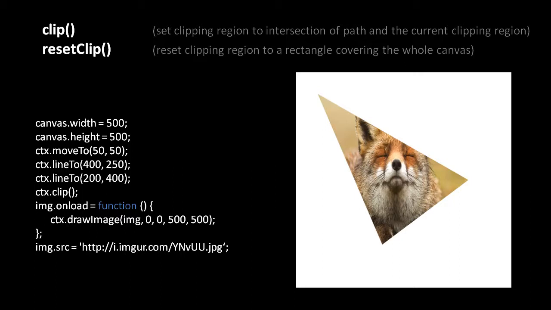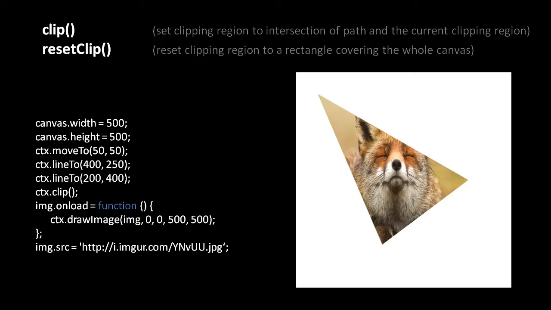The clip method sets the clip region to the intersection of the current path and the current clipping region. And if at any time you wish to reset the bounds of the clipping region to be the same as the bounds of the canvas, you can do so with the reset clip method. So here's a simple example. We first create a triangular shaped path, and then when we invoke clip, that becomes the clipping region because it intersects with the current clipping region, which is currently the entirety of the canvas. So understand that the clip method effectively always sets the clipping region to a subsection of the current clipping region.